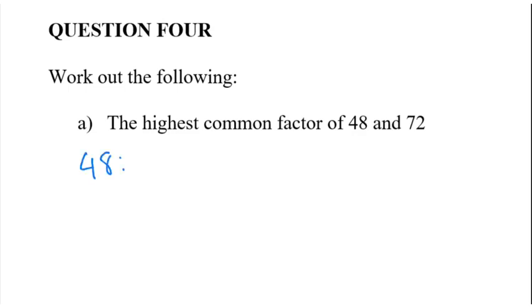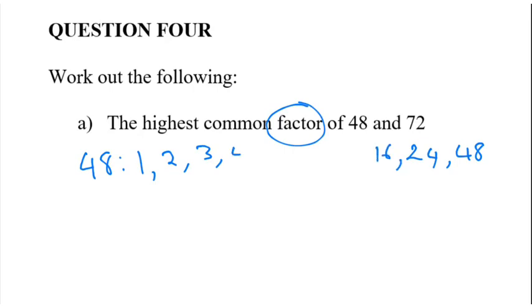So I know that if I'm dealing with factors, that talks about breaking it down. So I know that 1 times 48 is equal to 48. I know that 2 times 24 equals 48. I can do 3 times 16 is equal to 48. I can do 4 times 12, and I can't do 5, but I can also do 6 times 8. So there's my list of factors for 48.